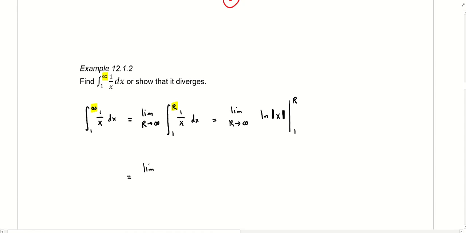So not doing the limit just yet, so I'm going to keep writing that limit notation there for us. And I'm going to use the evaluation theorem to plug in things in their appropriate places. So the evaluation theorem tells me that I can evaluate this by taking the natural log of the absolute value of my upper limit of integration, r, minus the natural log of the absolute value of my lower limit of integration, that's 1.